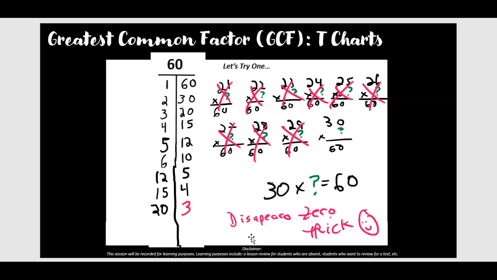Well, we already did it again, but for fun, disappear zero. 30 times something is 60. I don't know that. Oh yeah, do you know what 3 times something is 6? Yeah, 3 times 2 is 6. So put the 2 in there, put the zeros back on, and 30 times 2 is 60.